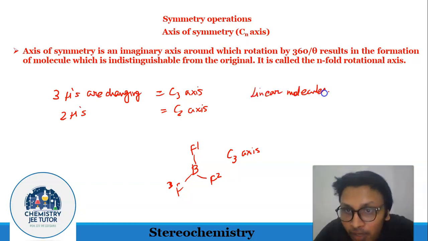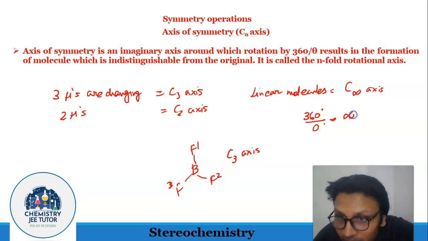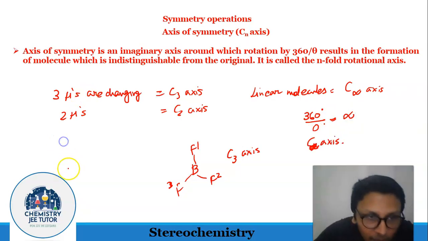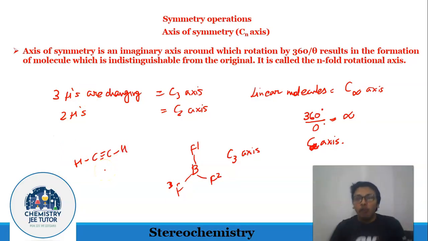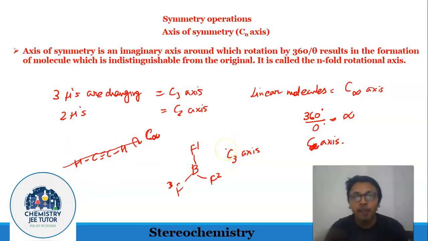Linear molecules always have a C infinity axis, because if we keep it as it is, we are rotating by 0 degrees, and anything divided by 0 is infinity. What is an example of a linear molecule? Suppose I have acetylene. This is the easiest example. This will always have a C infinity axis which goes through here. So the rule that the number of atoms equals the n of the Cn axis doesn't hold good for linear molecules. Linear molecules always have a C infinity axis. Whenever you see a linear molecule, close your eyes and say, okay, it is a C infinity axis. You don't have to look at anything else.